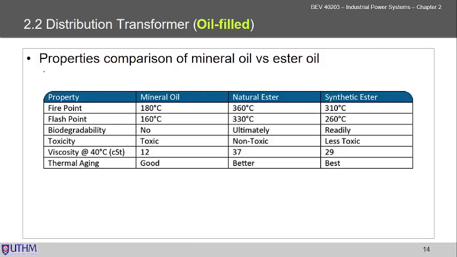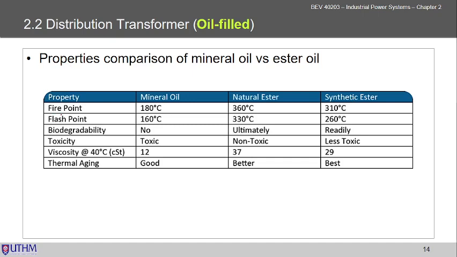And you can compare the properties between the mineral oil and the ester oils, as here. So this is the mineral oil, this is natural ester, and this is synthetic ester. So that means it is not 100% natural. That means it's a combination between the mineral and the natural ester. So this is the so-called synthetic ester. And we look at the performance, the comparison of the properties.